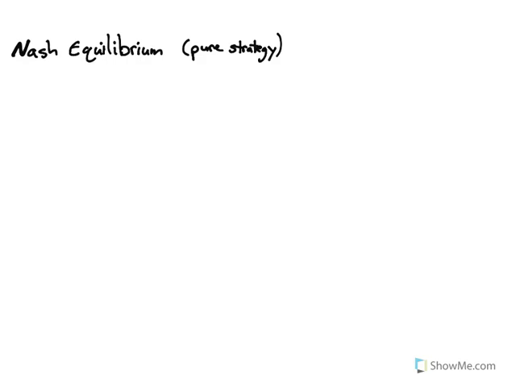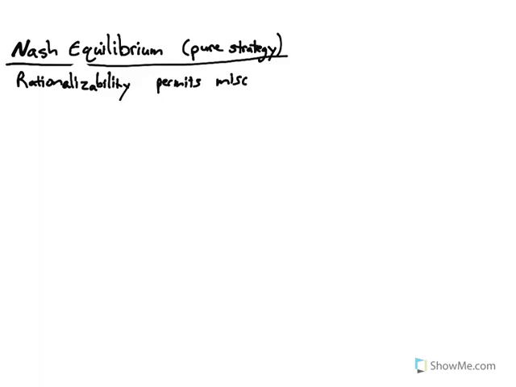All right, so rationalizability, the last subject that we spent a lot of time discussing, permits miscoordinated beliefs. That was our second strategic tension of game theory.